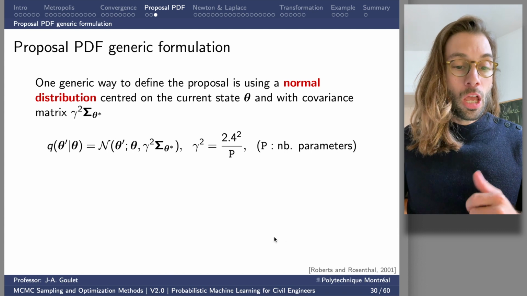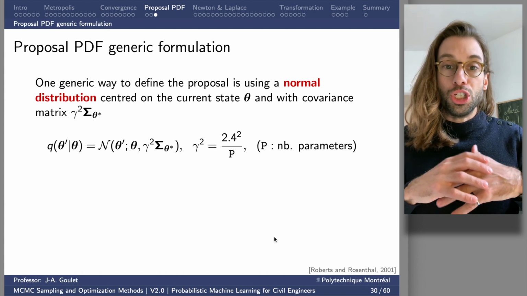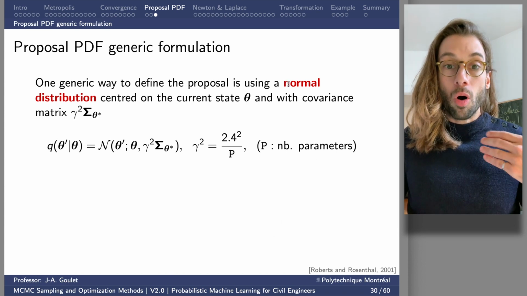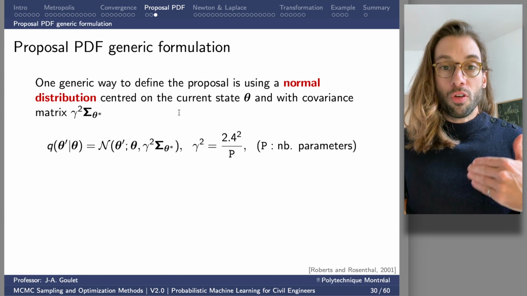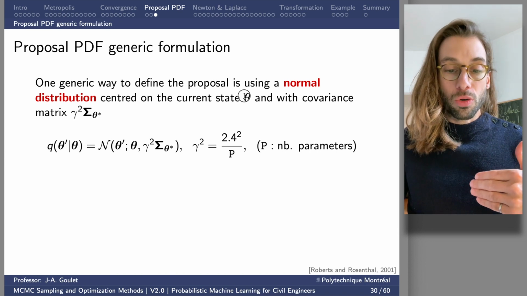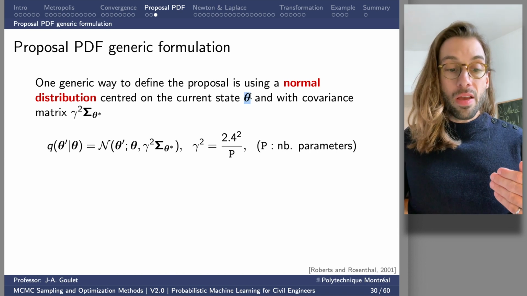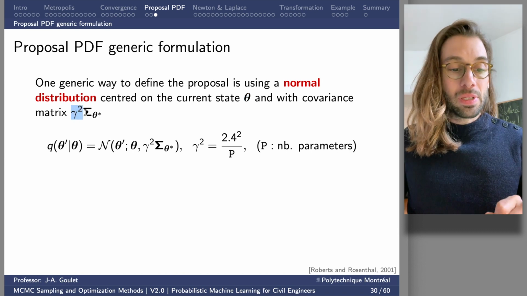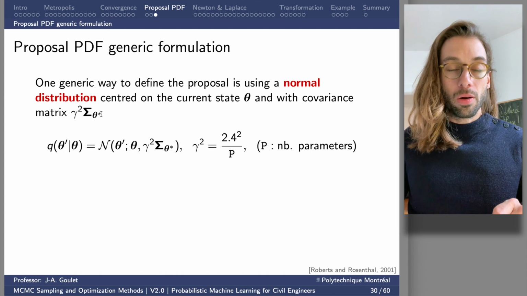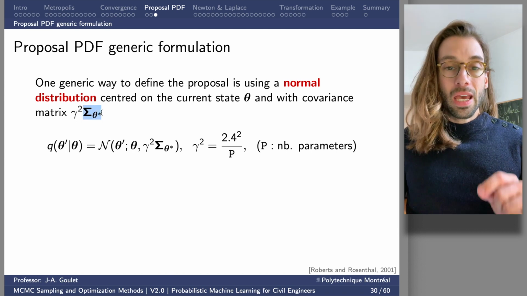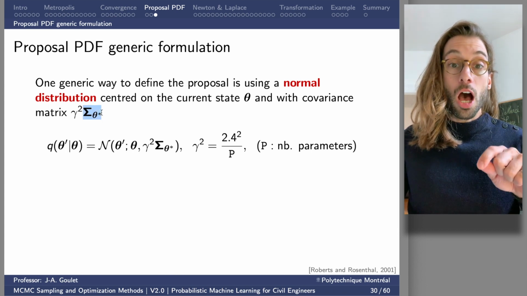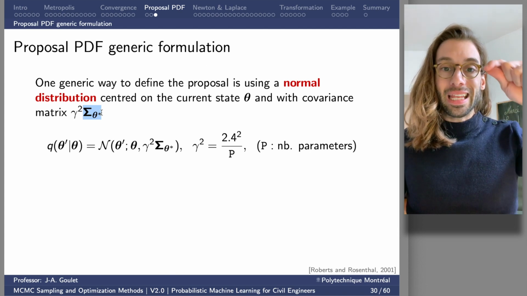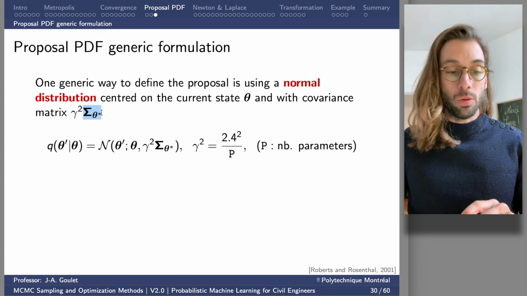So one way to do this, to have a generic proposal PDF, is to use, again, our multivariate normal distribution, for which the expected value is going to be the current state, and for which the covariance is going to be gamma square, which is a scale factor, times sigma theta star. Okay, where my sigma theta star is going to be the covariance of my target PDF evaluated at its maximal value, okay, at its mode.